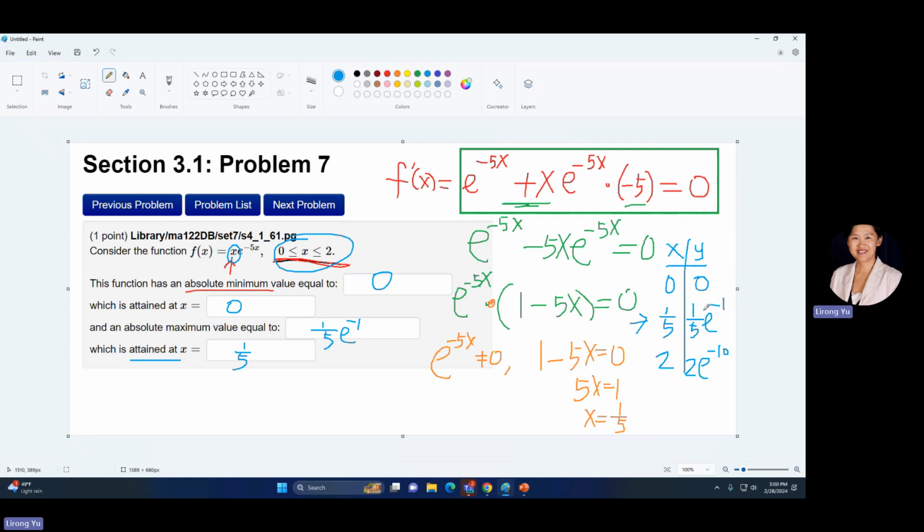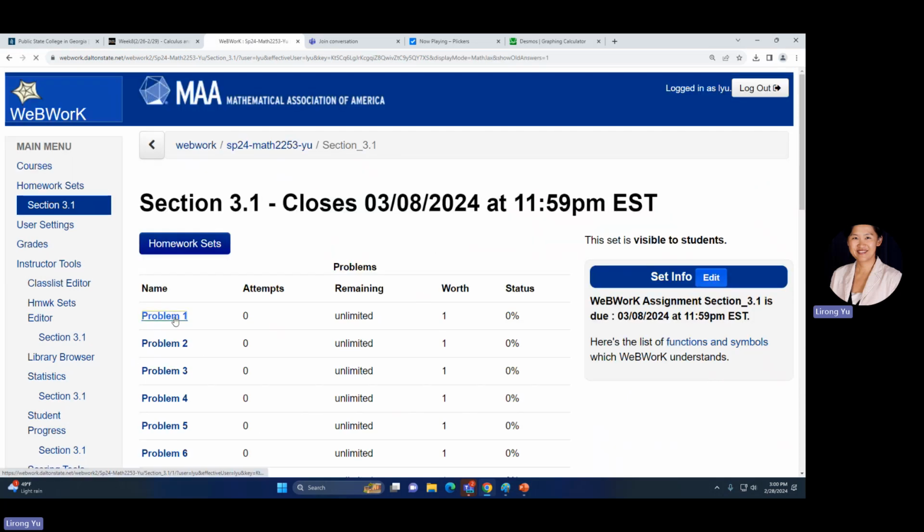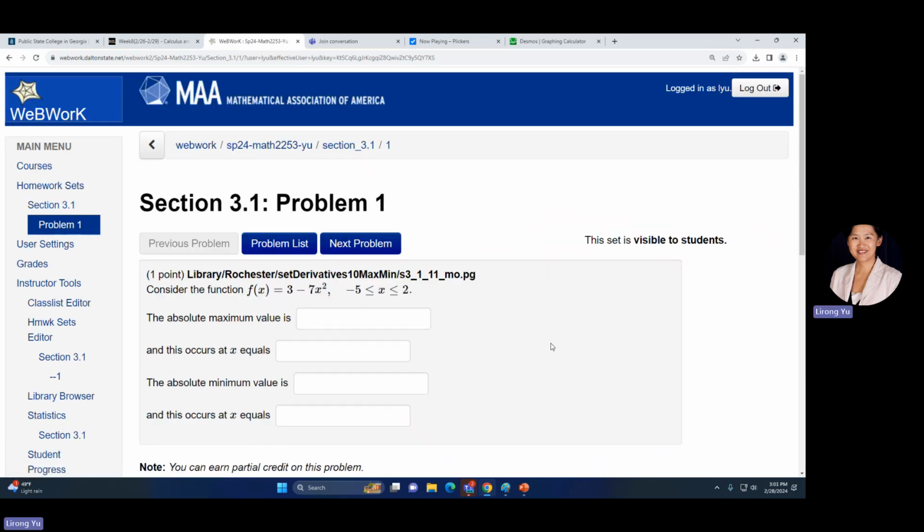Any questions? All right, we got time. Let's finish one more. Let's start with question number 1. All right, this one has a polynomial of degree 2. So it really depends on how the endpoint is being chosen.